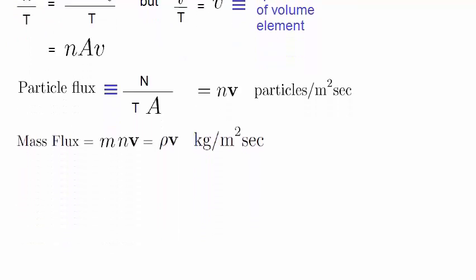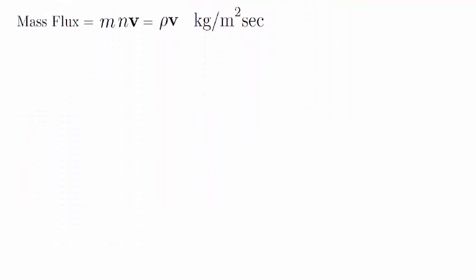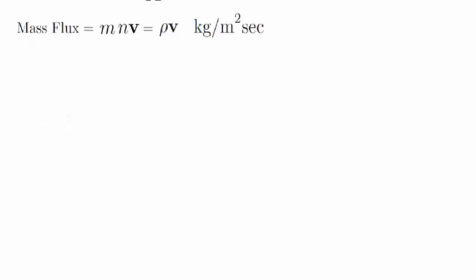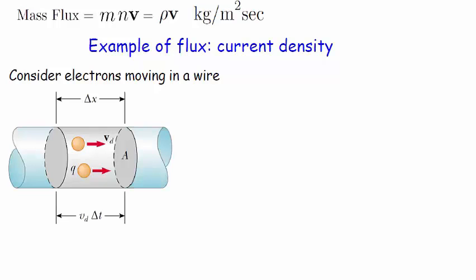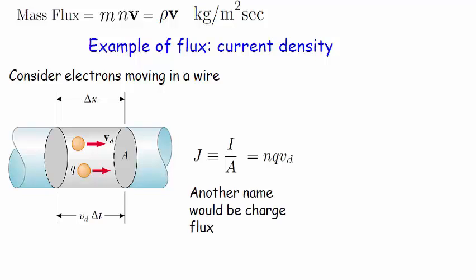You've actually come across this idea of flux before when considering the number density in a current-carrying wire. So consider electrons moving in this wire to the right through a cross-sectional area A. The current density J was given as the current I on A, but you would have also derived the alternative expression for the current density, which is number density n times charge times drift velocity. If you'll notice, the n times v there is flux multiplied by the charge. So another name for this expression could be charge flux.